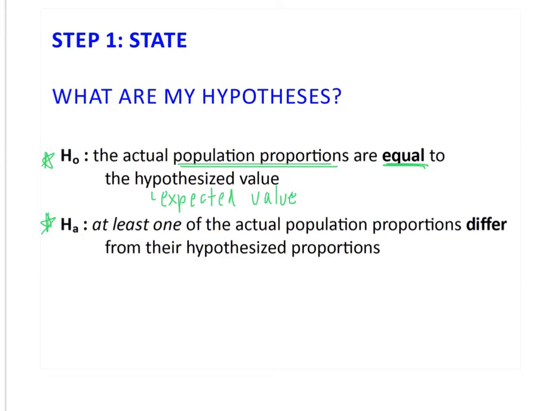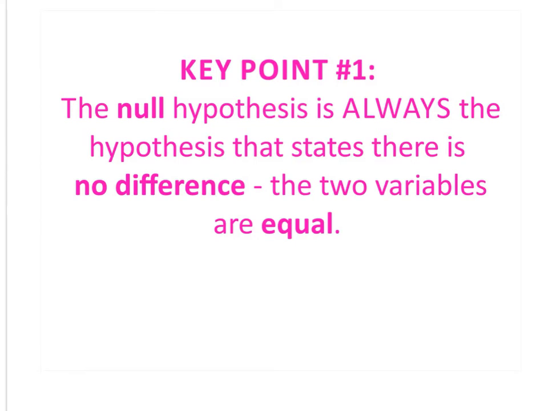The alternative is that at least one of the population proportions is different than the expected value. So the null is always equal, and the alternative is that at least one is different, which brings us to key point number 1. The null hypothesis is always the hypothesis that states there's no difference or that things are equal. We should be really comfortable with that kind of mindset that the null means 0. It means there's 0 difference or no difference, or that the claim equals what's actually happening in the population.